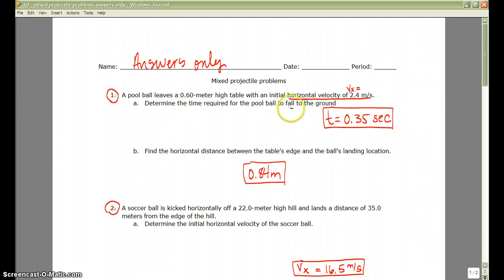So when we want to determine the time required for the ball to fall to the ground, think of what direction falling is. Is falling moving horizontally, or is falling to the ground moving vertically? To fall to the ground, all we need to know is how high it is falling. So think of falling to the ground as a vertical distance. We're going from the top of the table down the 0.6 meters. To find our time to fall, we're going to use our equation for delta x equals 1/2 a t squared.